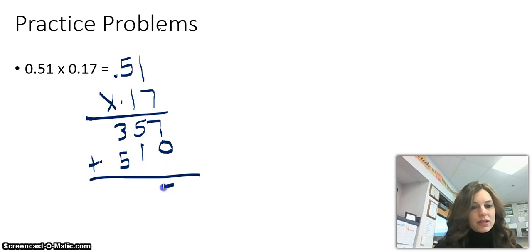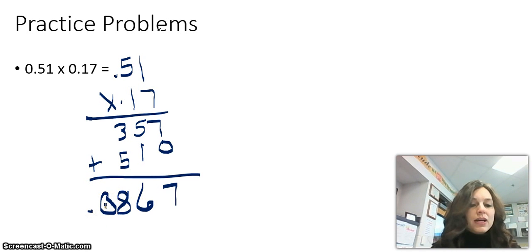7 plus 0 is 7. 5 plus 1 is 6. 3 plus 5 is 8. I have 1, 2, 3, 4 places behind the decimal in my question, so I need 1, 2, 3, 4 places behind the decimal in my answer. And my answer is 867 ten-thousandths.